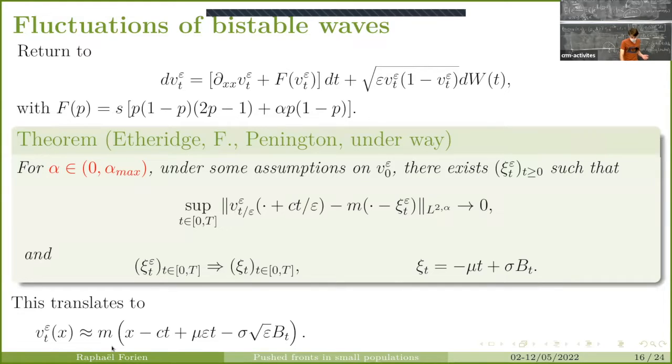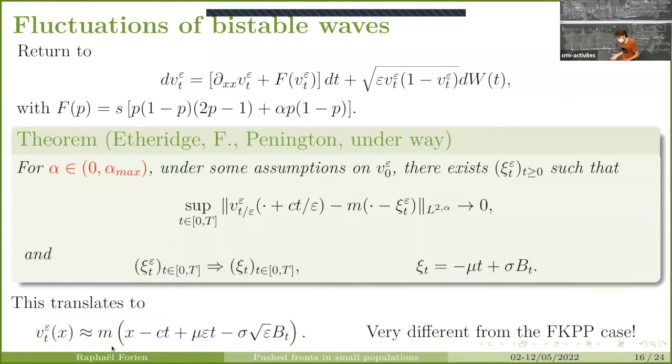And if you put this back into the previous equation and you undo the time change, what this tells you is that your solution to the stochastic equation looks like the front moving at speed c minus mu epsilon, and doing a Brownian motion around this position with a variance epsilon.